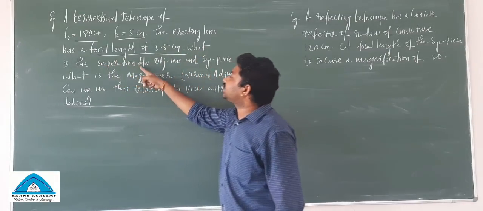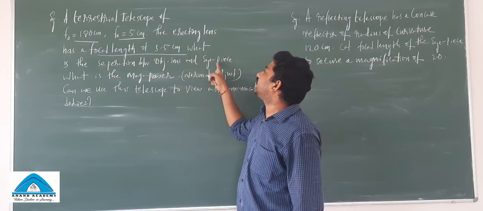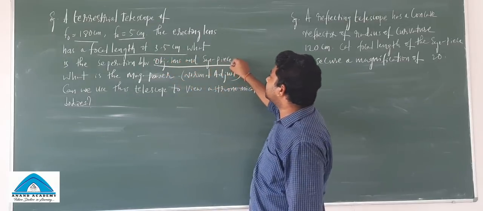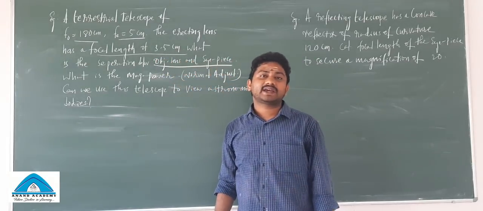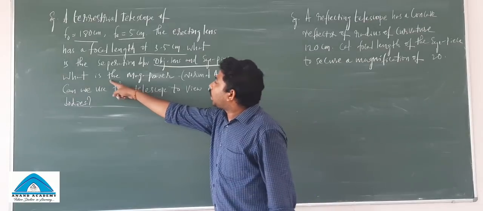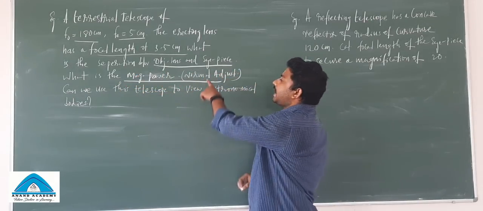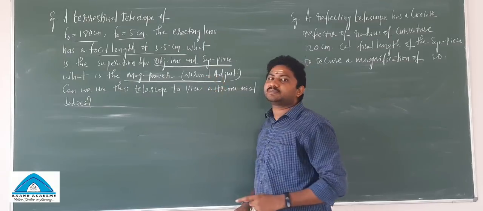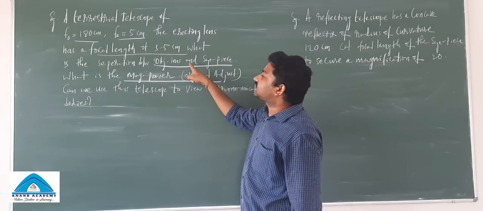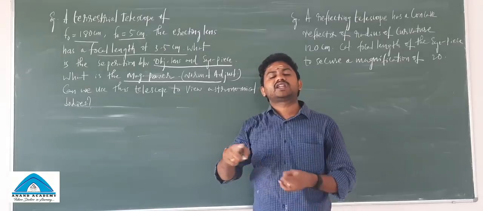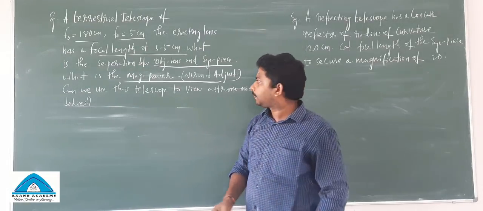What is the separation between the objective lens and eyepiece? That means the length of the telescope they are asking. What is the magnifying power for the normal adjustment? So they are asking the length of the telescope also for the normal adjustment only.